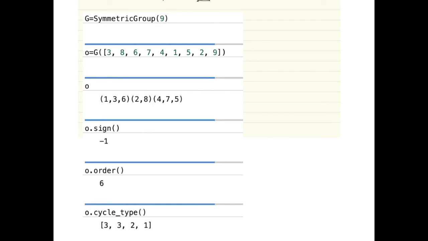Okay, and then when I ask for O.sign(), the sign, the evenness or oddness of the permutation, it gives back -1. That means that this here, sigma, is an odd permutation. Whereas if it had given +1, then sigma would be an even permutation. Okay, then the order of sigma, or O in this example, is 6, and then if we ask for the cycle type, we get 3, 3, 2, 1.